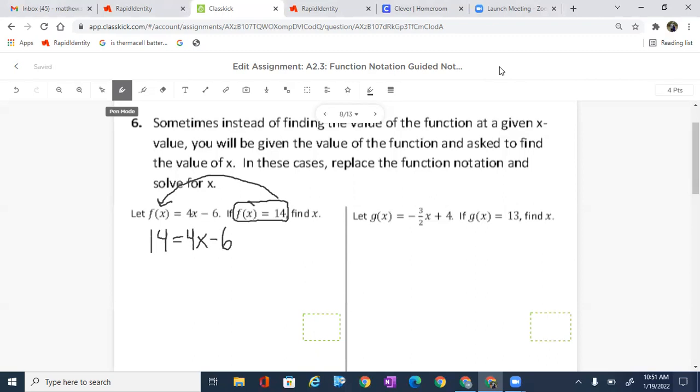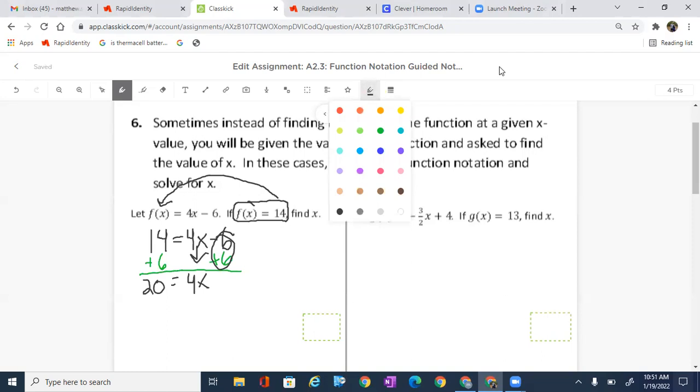And from here, we're just going to do some basic solving. So we're going to undo that minus 6 with a positive 6. And we're going to do that to both sides of the equation. And 14 plus 6 is 20. So we'll put 20 here equals 4x. This comes down because nothing's there. Minus 6 plus 6, they're inverses. They're going to make a 0.